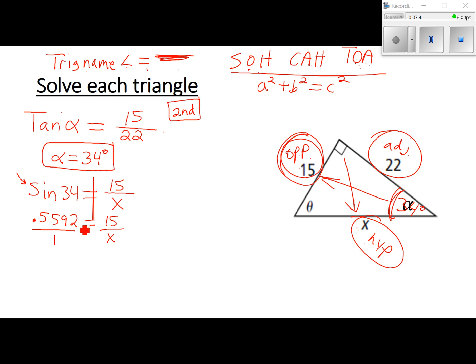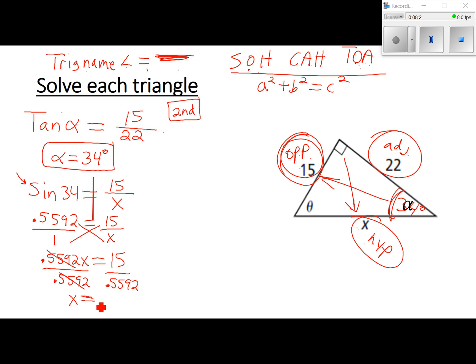We cross multiply, we get 0.5592 times x equals, cross multiply this way, 1 times 15 is 15, and then the next step, you divide both sides by 0.5592. These cancel out, and we're left with x equals whatever this tells us on the calculator. So I take 15 divided by 0.5592. Remember, your numbers should get bigger.